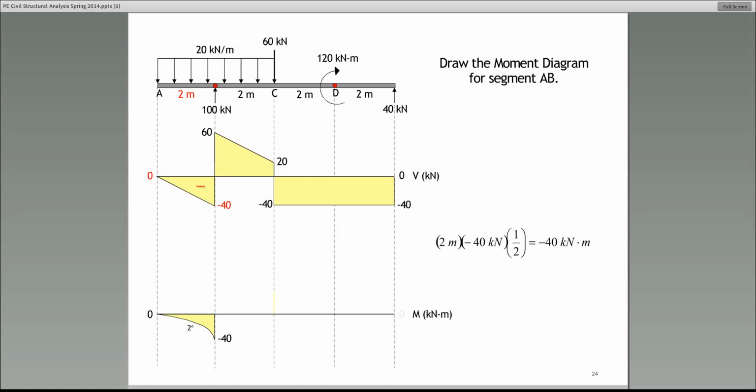That's one thing that they will test you on the exam. All right. So from A to B, since the shear is below the x-axis, the moment diagram needs to have a negative slope. What I'm showing here is indeed a parabola. It's a second degree curve with a negative slope. All right. But on the test, they will ask you one other thing.